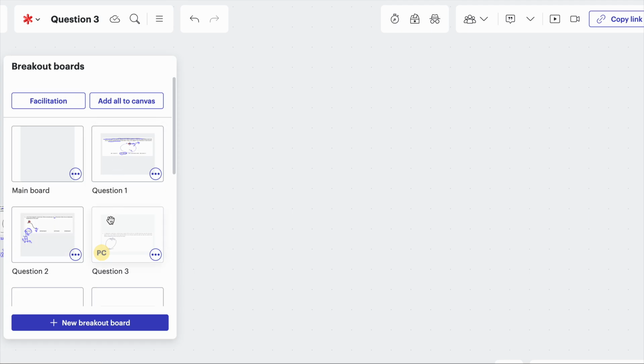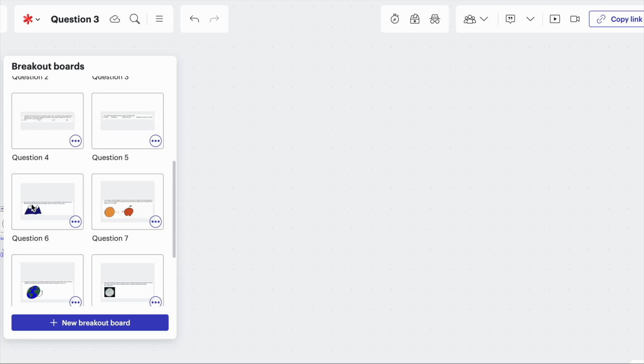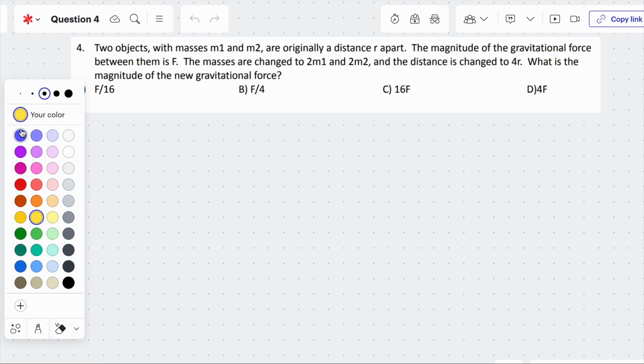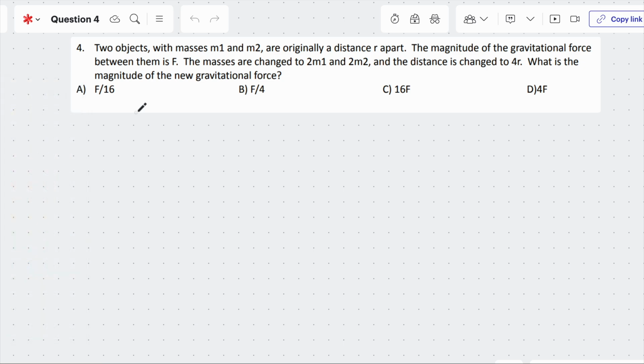Wow, that's zoomed out. Okay. Question 4. All right, let me get my marker back. Go back to purple. Okay, two objects with masses m1 and m2 are originally a distance of r apart. If we think back to our equations quick, there's only one that includes m1, m2, and r. That's our universal gravitation equation. This one's kind of weird because it doesn't give us any specific values for these.